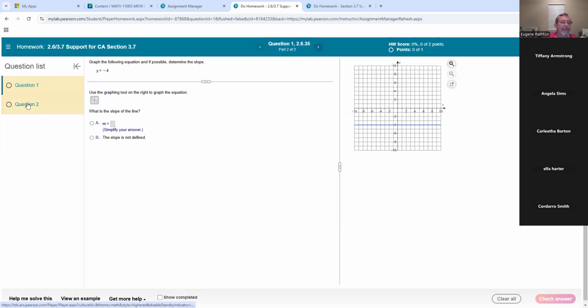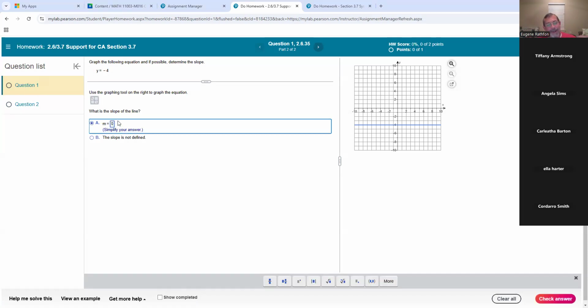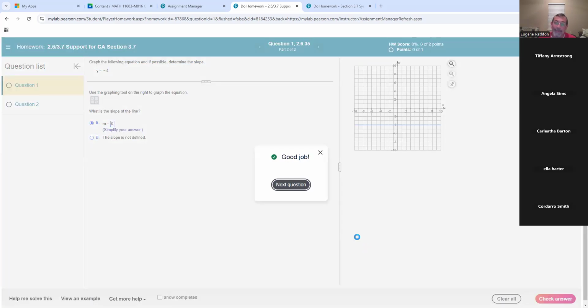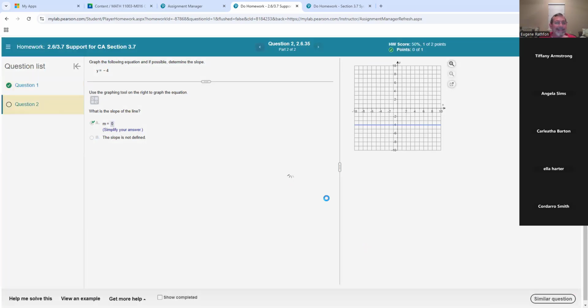All right, y'all, let's see what number 2. Now, I don't know what y'all remember about slope, but the slope of any horizontal line, oh, Ella, good job, is 0. Good job, y'all. Good. So the slope is 0. Good job. Y'all are quicker than my last class, okay?